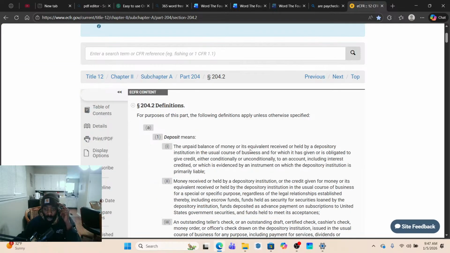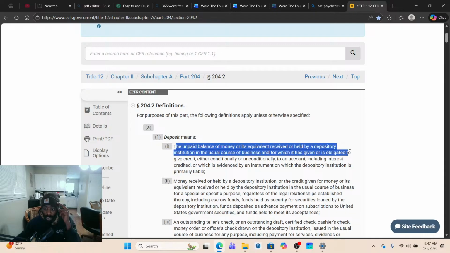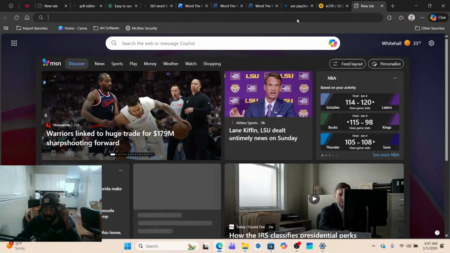So if we go here, it says the unpaid balance of money or its equivalent received by a depository institution. Well, then I ask you, what is ADP?